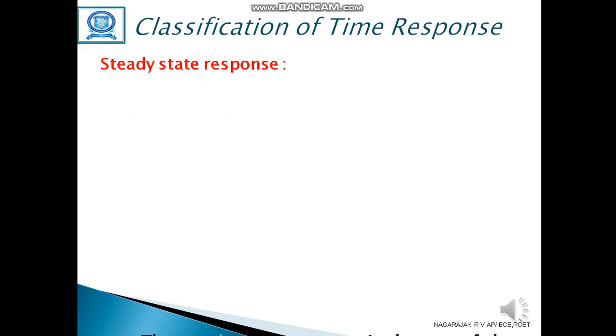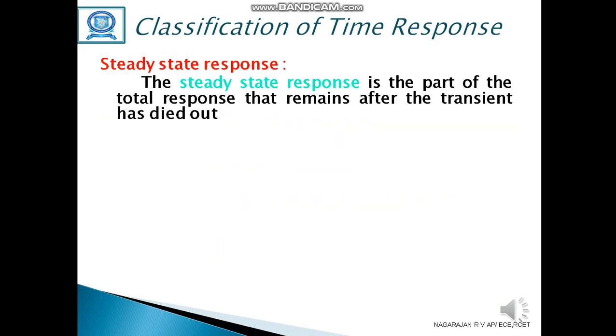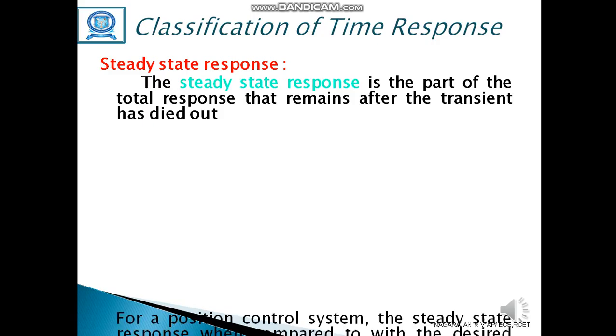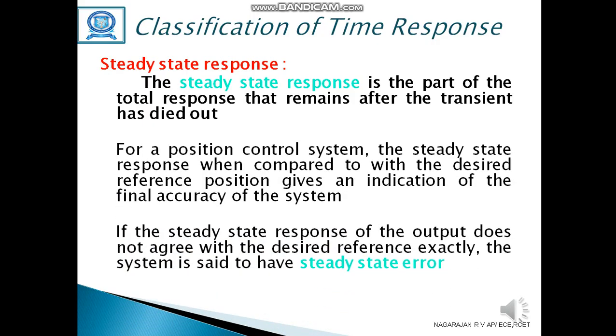Next one is the steady state response. The steady state response is the part of the total response that remains after the transient has died out. For position control, the steady state response, when compared with the desired reference position, gives an indication of the final accuracy of the system. If the steady state response of the output does not agree with the desired reference exactly, the system is said to have a steady state error.